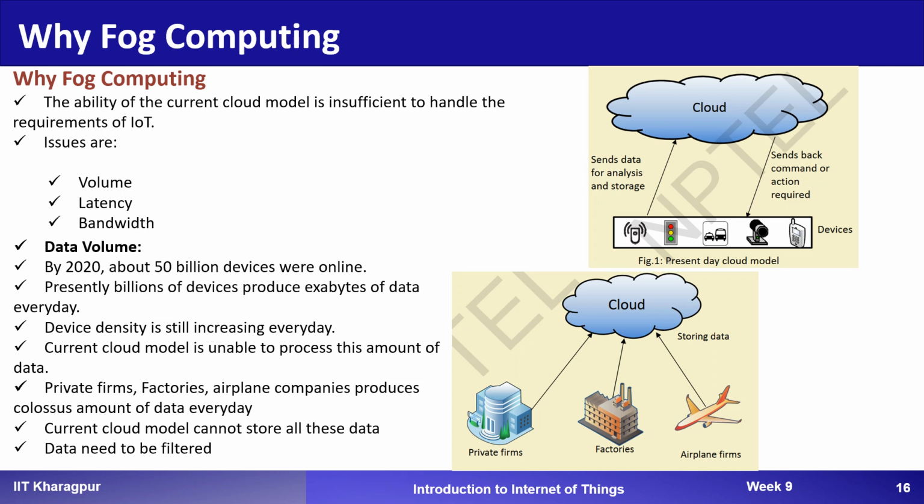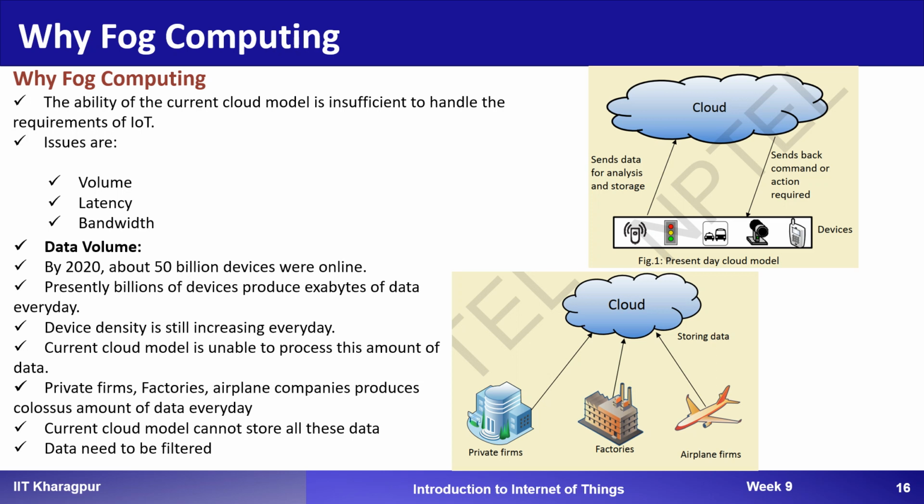So it is very large, and if you are going to send that huge amount of data, the bandwidth required in order to send this data to your server is high. So in order to solve these problems, there is a need of an intermediate layer.